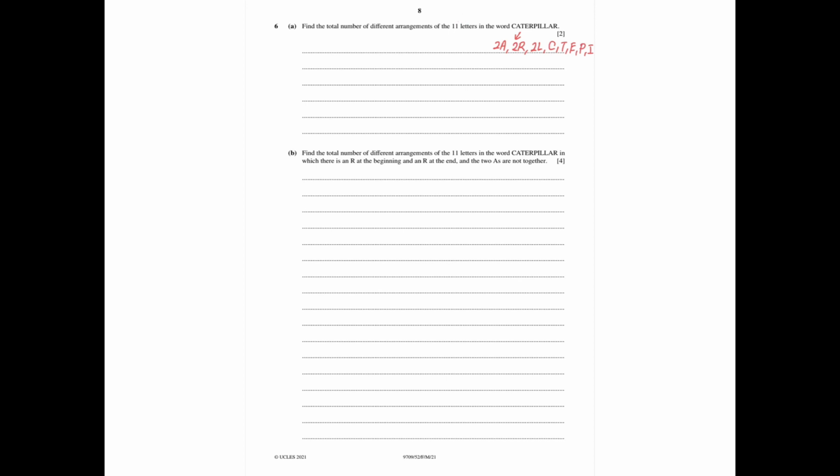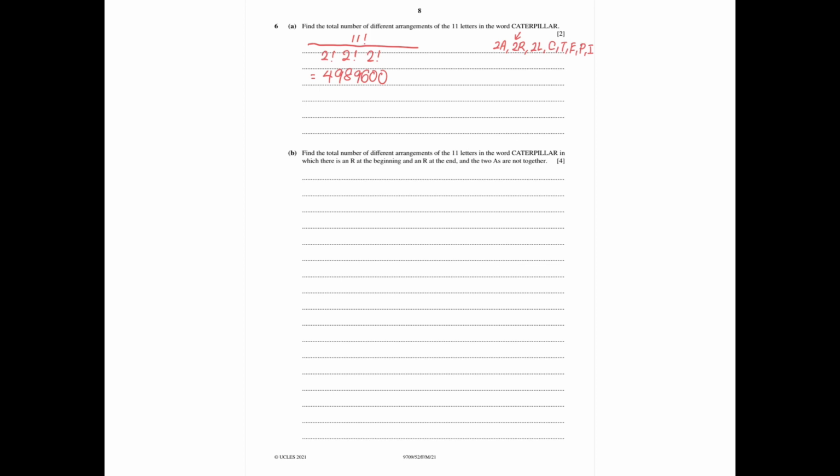So we put 11 factorial on top and we divide by the repeated letters. So we have 2A, hence 2 factorial at the bottom. We have 2R and hence 2 factorial at the bottom. And we have 2L and hence 2 factorial at the bottom again. By pressing the calculator, you will get 4989600.